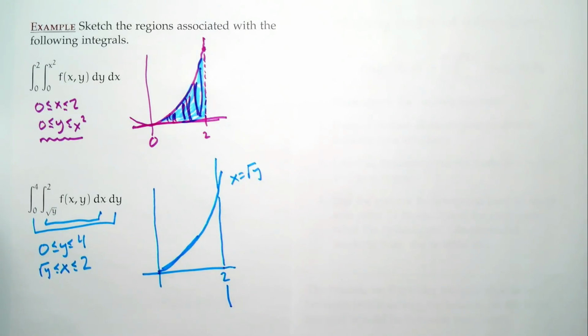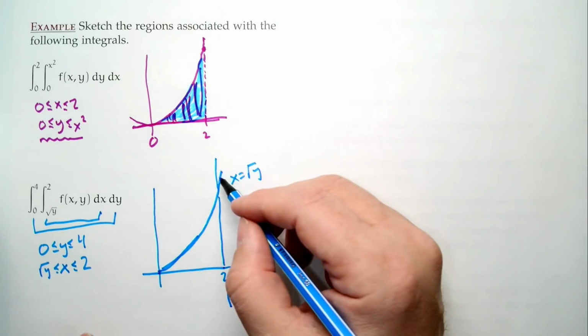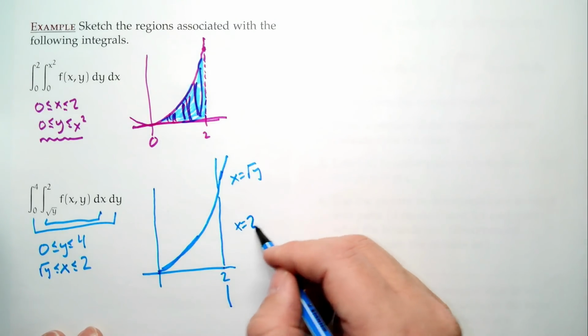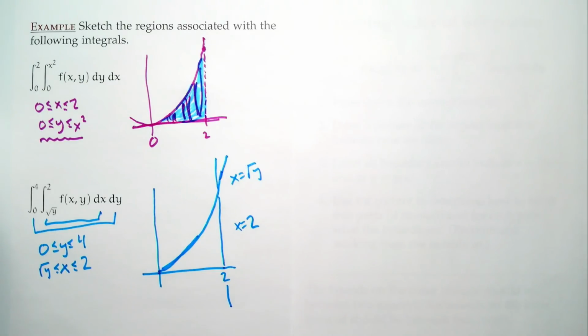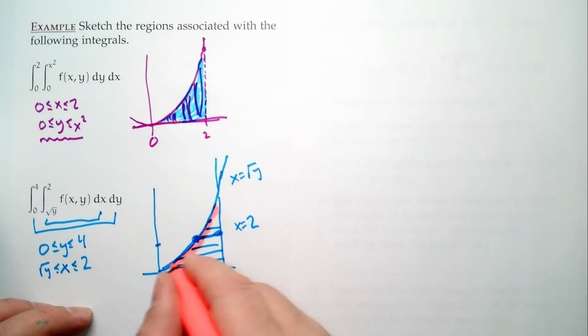All right? So we have x equals square root of y and x equals 2. And now what happens? Well, if I look at a particular y value, say I'm here, where do I start? I start at the square root of y, and I run over to 2. So whatever this region is, I'm slicing it in a nice horizontal way, where my x is running between these two curves. So my region would be this one right here.